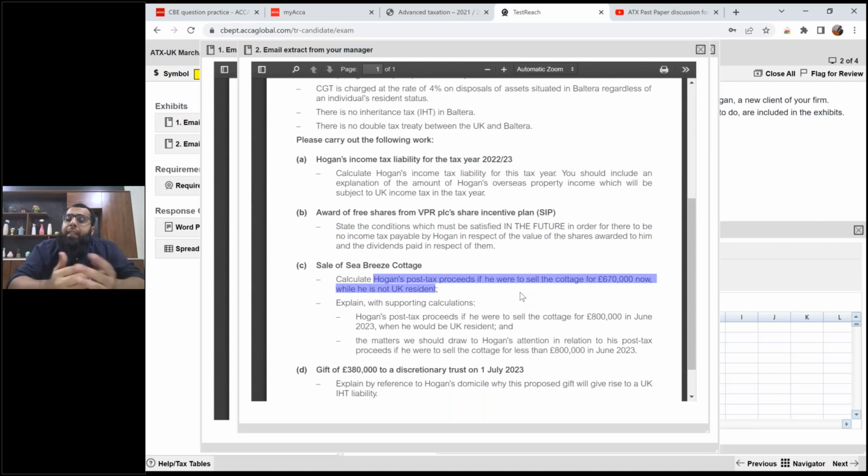What will be the tax implication if he were to sell the cottage now, when he is not a UK resident? When you are not a UK resident, there will be no UK tax on it. There will be only overseas tax on it. CGT is charged at the rate of 4% on disposal of assets situated in Balteria, regardless of the individual's resident status. But since he is not a UK resident, there will be no UK tax in this situation. Let me develop the answer.